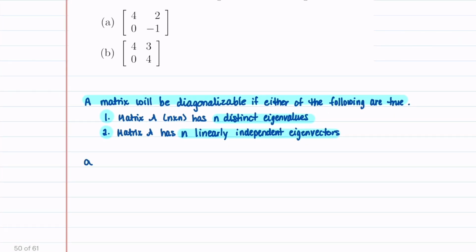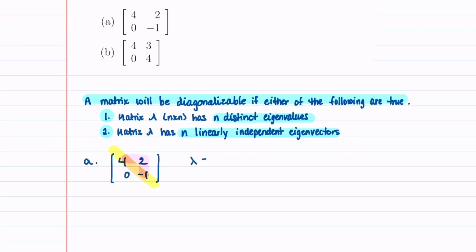I'm going to write down that our matrix is equal to 4, 2, 0, -1. Notice that this matrix is an upper triangular matrix. There's a theorem that says that if a matrix is a triangular matrix, the eigenvalues are just the entries along the main diagonal. So we can write down that the eigenvalues of this matrix are 4 and -1. These are two distinct eigenvalues, so that tells us that our matrix is diagonalizable.